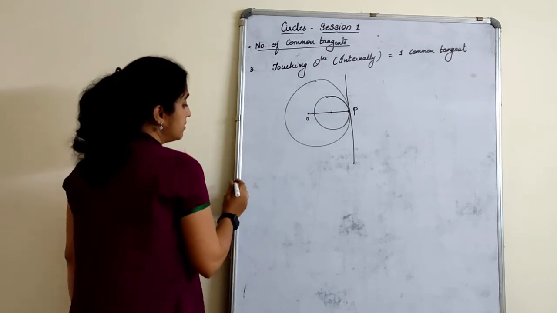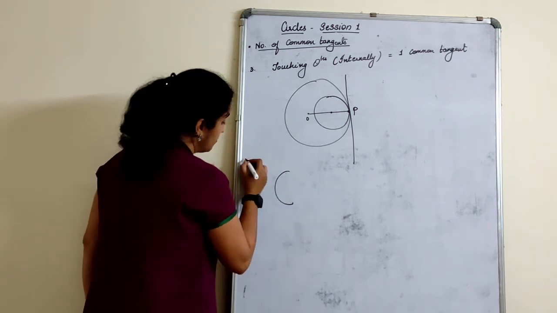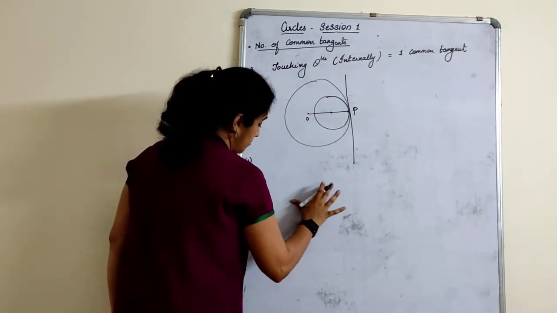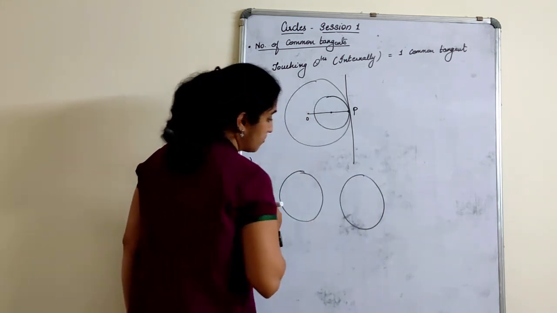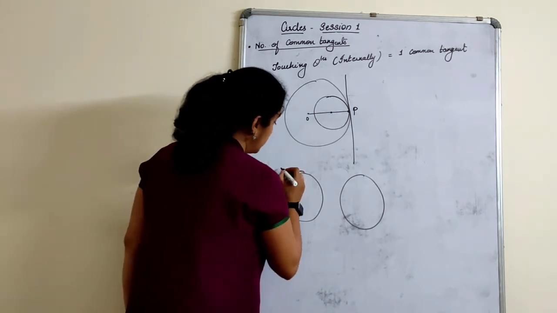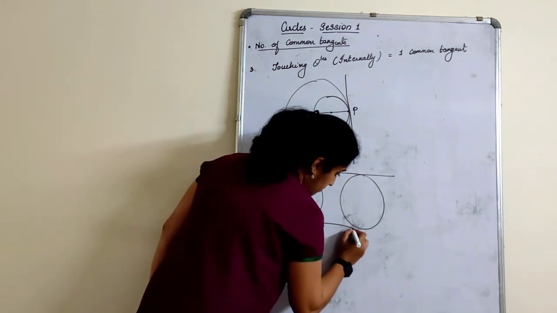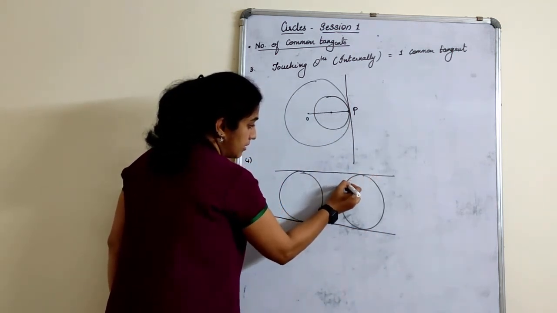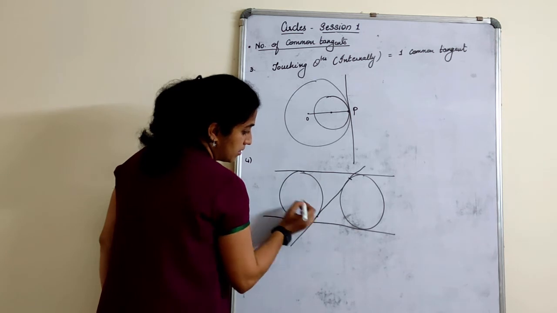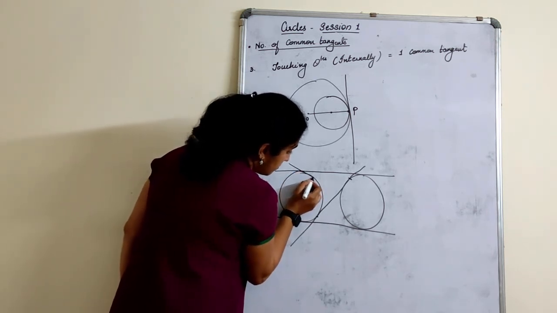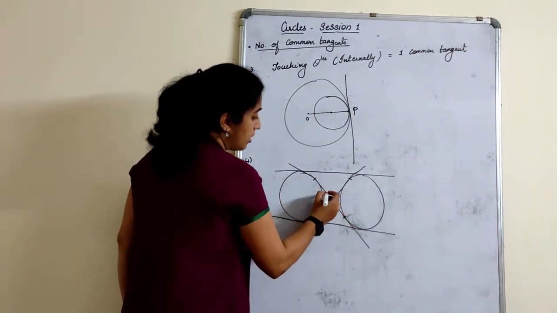Okay, then suppose we have 2 circles which are not touching each other. It should not touch each other. How many can you draw? 1, 2, then here if I have to see, 3, 4. So you can't draw any more here.